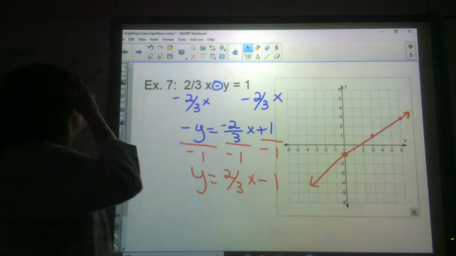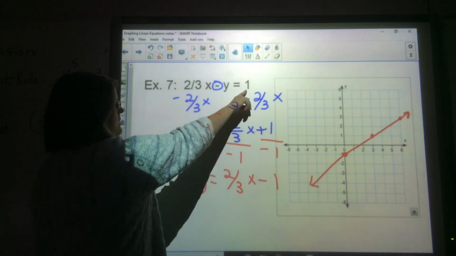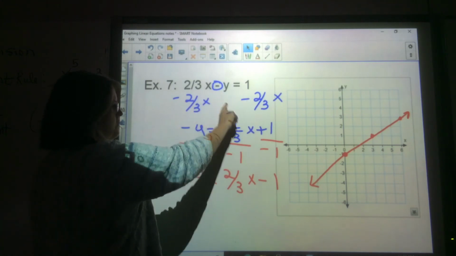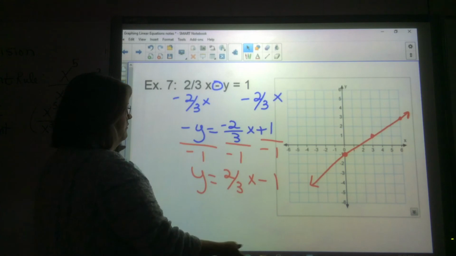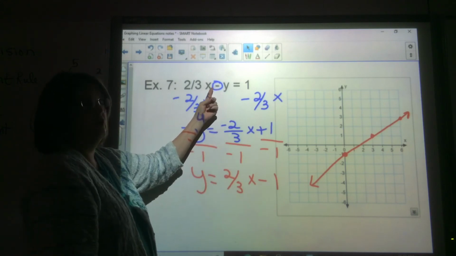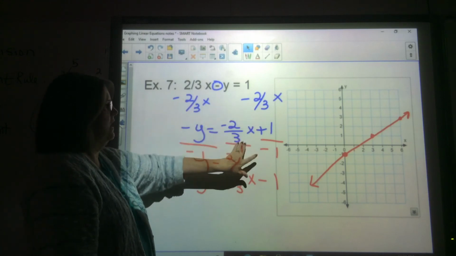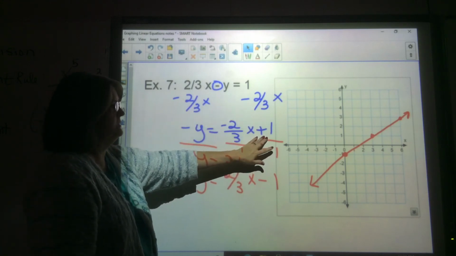This one, same thing. I'm going to subtract this 2/3, move it over because I have to solve for y. Be very, very careful. The reason this is circled right here is because students forget that negative sign is there all the time. So be sure you bring it down. So when I bring this over, I have -2/3 x plus 1.